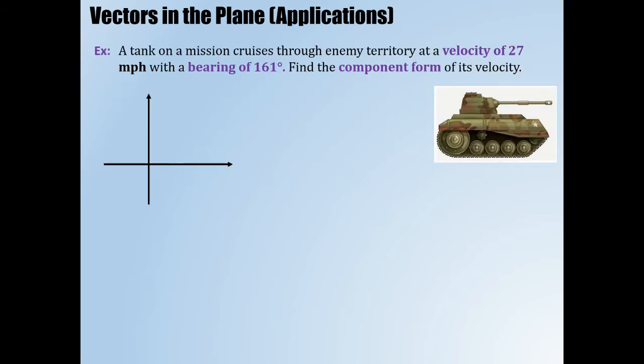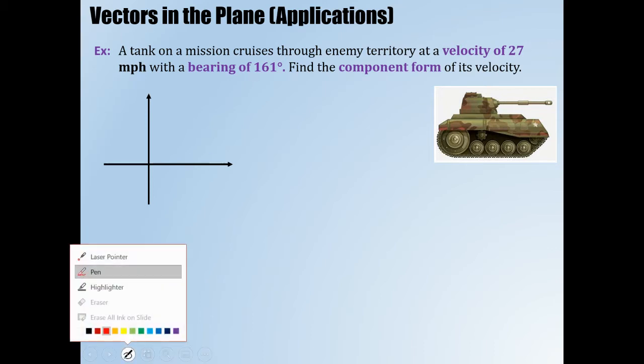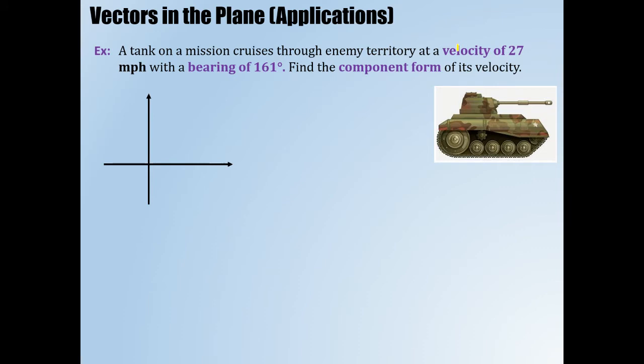Okay, so what about here? A tank on a mission cruises through enemy territory at a velocity of 27 miles per hour. So there's the velocity, and a bearing, let's grab a new color, we haven't said that one, of 161 degrees. Our goal is to find the component form.